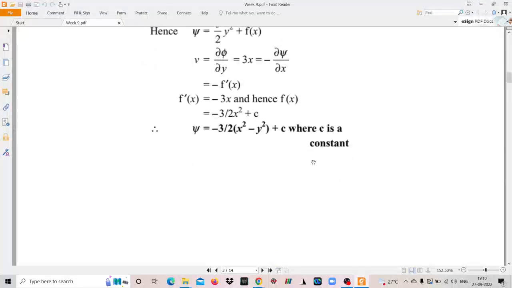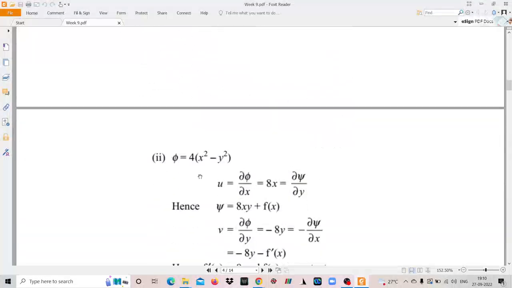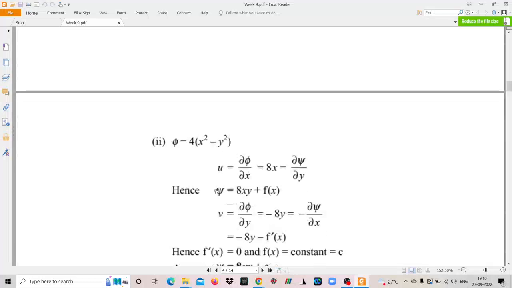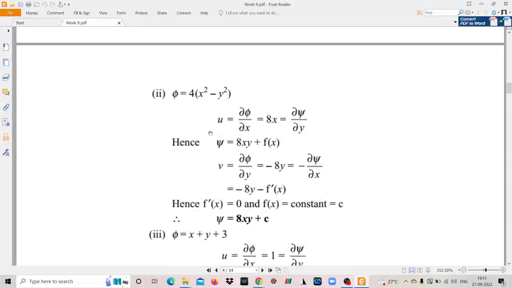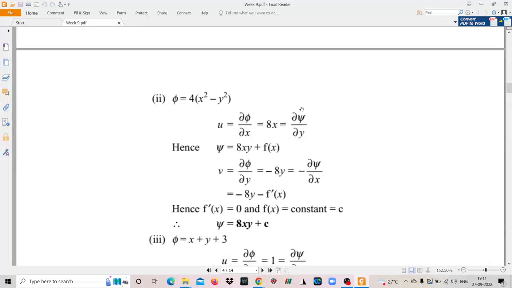Now let us move to the second part of this problem. Phi is equal to 4x square minus y square. Now u is equal to del phi by del x. So if you differentiate phi with respect to x, this part will be 0, so it will be 8x. And this is equal to del psi by del y. Hence, if you integrate this equation, del psi by del y equal to 8x, you will be getting 8xy plus some function of x, because we are integrating with respect to y. So the first expression of psi is psi equal to 8xy plus f(x).